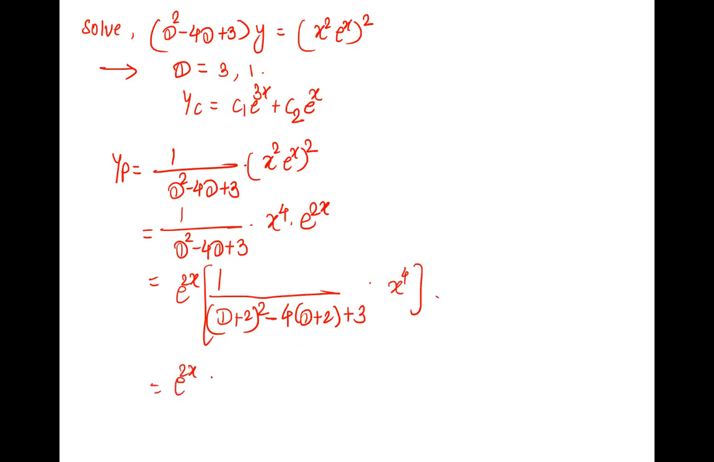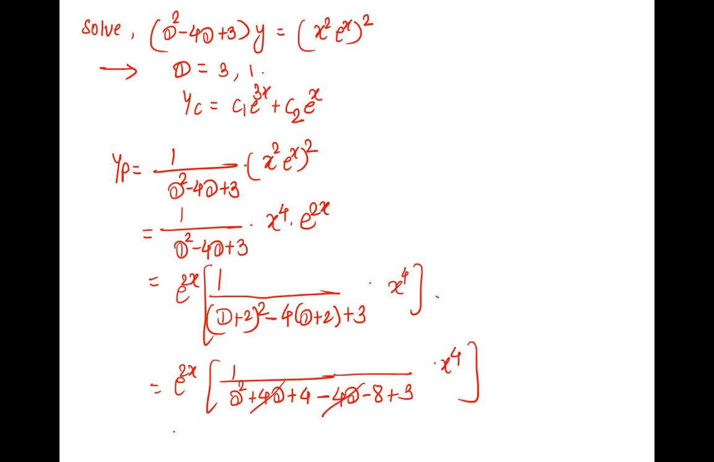Its role is over. So we have to solve next this. D square plus 4D plus 4 minus 4D minus 8 plus 3 on x raised to 4. 4D minus 4D cancel. So what remained is 4 plus 3, 7, 7 minus 8, 1, minus 1. So D square minus 1, x raised to 4.